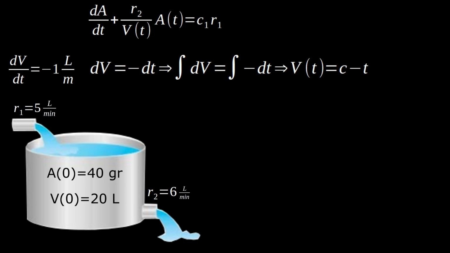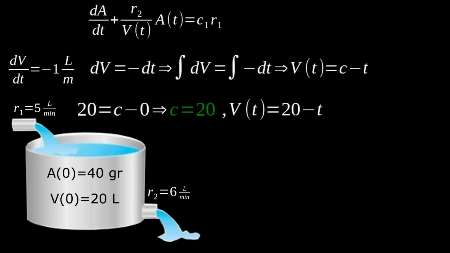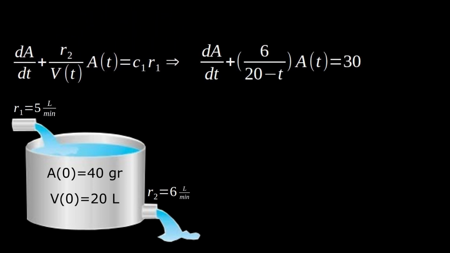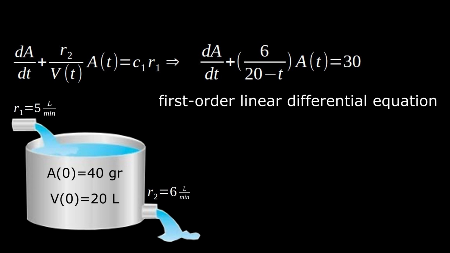The initial volume of water in the tank is 20 liters. So V of 0 is 20. We substitute these values in the equation, and we get C equals 20. So V of t is 20 minus t, and we substitute that in the previous equation. Now we get dA over dt plus 6 over 20 minus t times A of t equals 30. And this equation is a first-order linear differential equation.